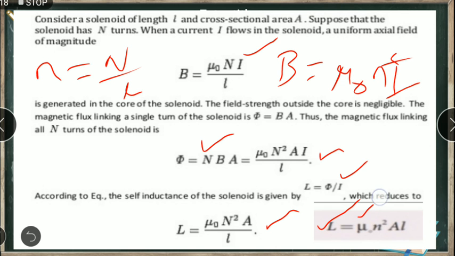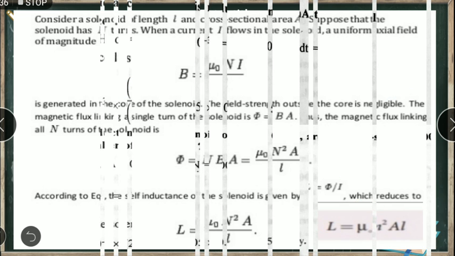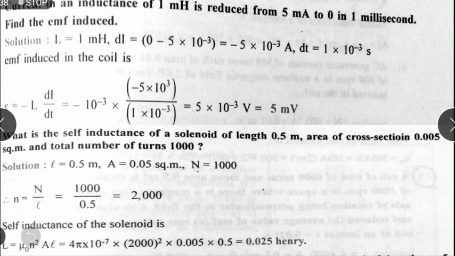Mu naught is the permeability of the free space. n is the number of turns per unit length. A is the area of cross section. L is the length of the solenoid. Okay, understood? Next, let's see some problems.